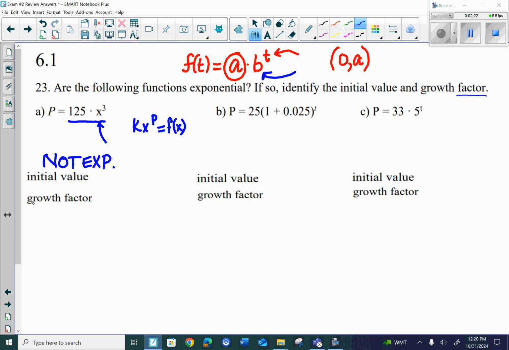So we wouldn't have the pieces of an exponential function, namely the initial value or the growth factor. In letter B, we do have this form of an exponential. There's a, and there's our b raised to the t. So the initial value here would be 25, and the growth factor would be 1 plus 0.025, or we could just say 1.025. In letter C, we also see the form a times b to the t. So we can identify the initial value to be 33 and the growth factor to be 5.